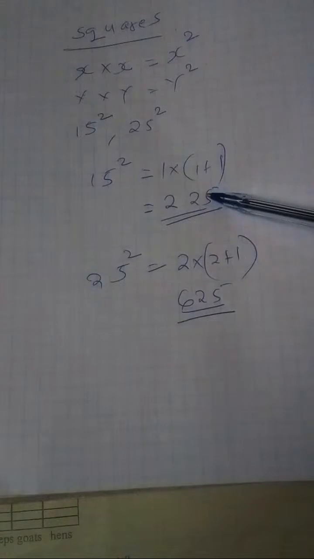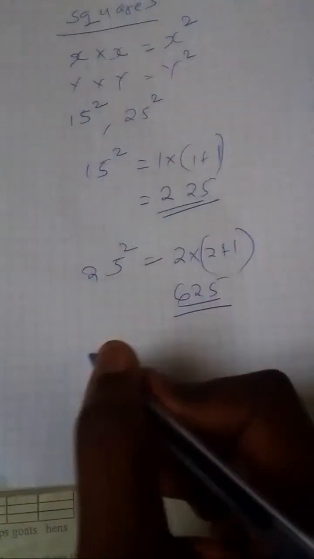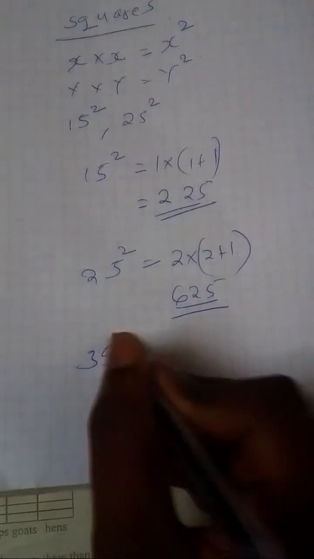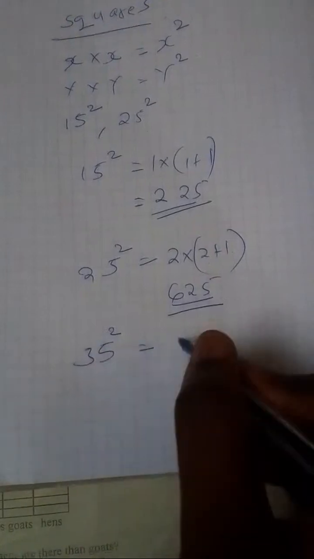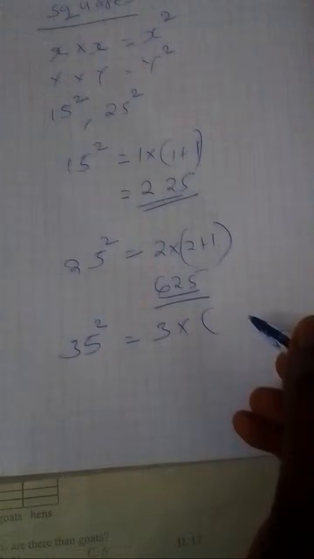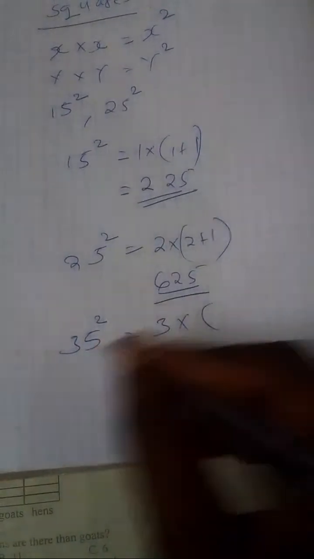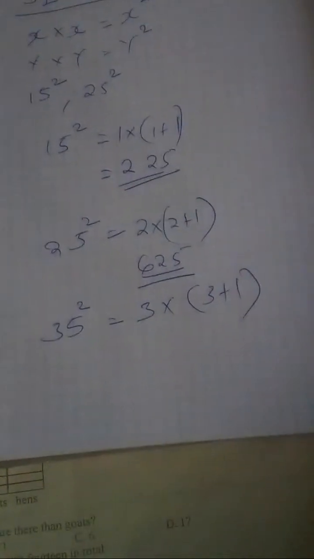It's the same thing with this other one. Now, let's try the one for 35, if it can work. 35 squared is equal to this 3. The second digit is 3. Multiply by, into bracket, we have which numbers? We have this 3 plus 1. Then we close the bracket.